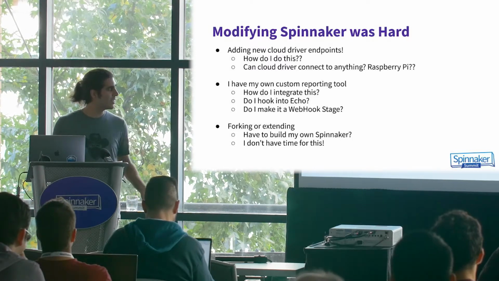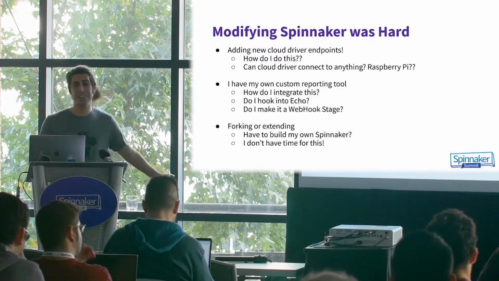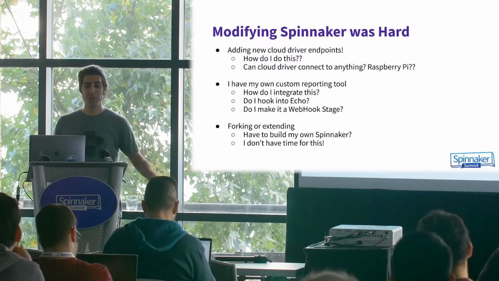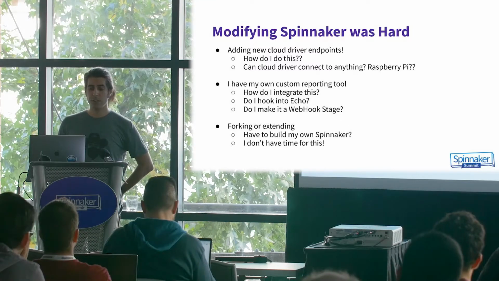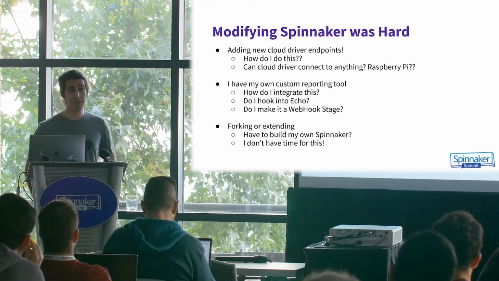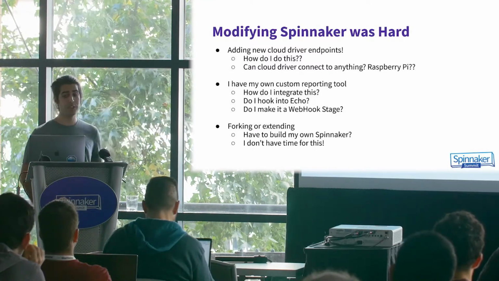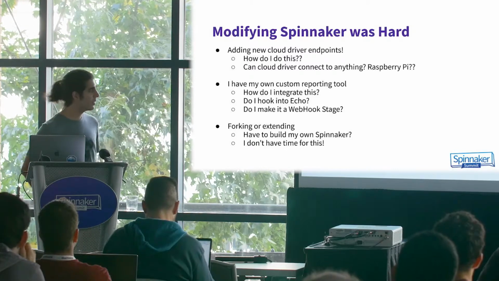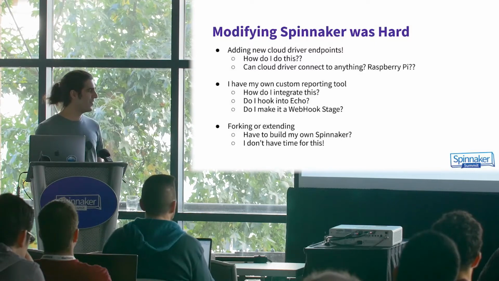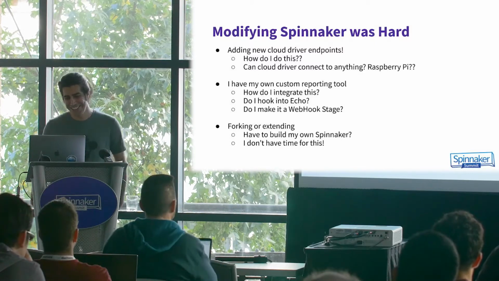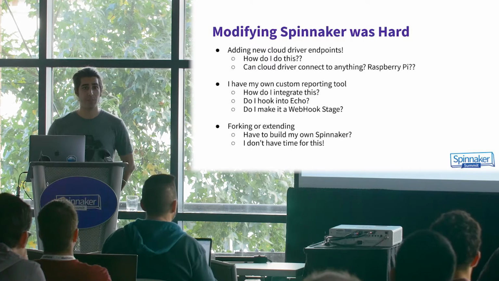Do you hook into Echo? Do you make a webhook stage? Options are really good, but too many options make it hard to define best practices. So in order to make good decisions, it requires a lot of knowledge on how Spinnaker works and interacts. Do you want to fork or extend Spinnaker? Both are a lot of work. Both require maintenance as well, right?